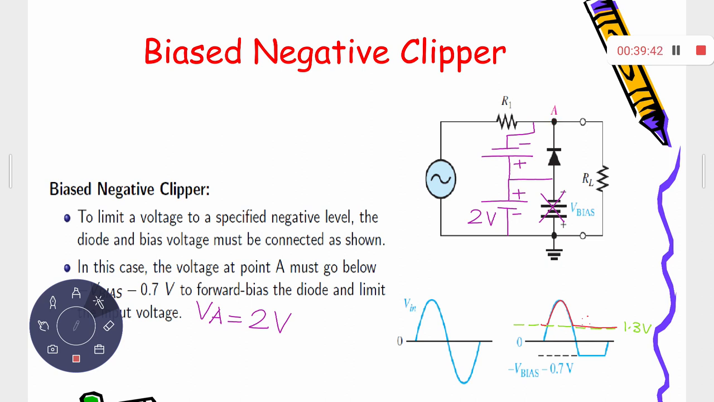Less than 1.3 means what? Either in the positive half cycle, and obviously the entire negative half cycle. So we are clipping the negative part. There is no negative peak. The positive peak is retained. So you have to check whether the positive peak is retained or not. Here the positive peak is retained, but the negative peak is absent. Since we are clipping the negative side, the negative is completely absent. That's why it's known as a negative clipper.